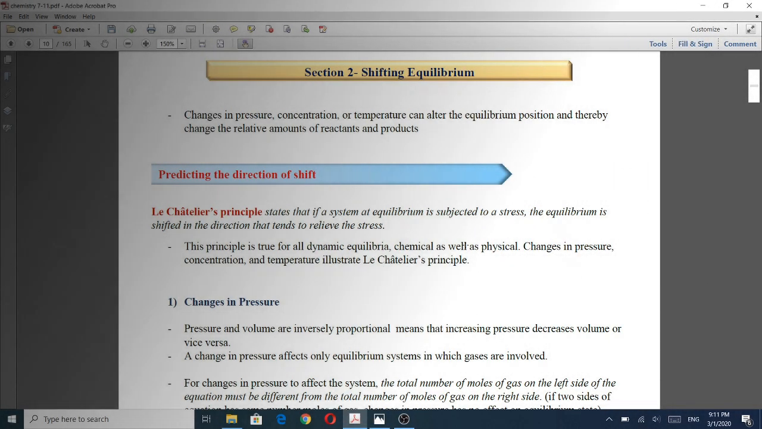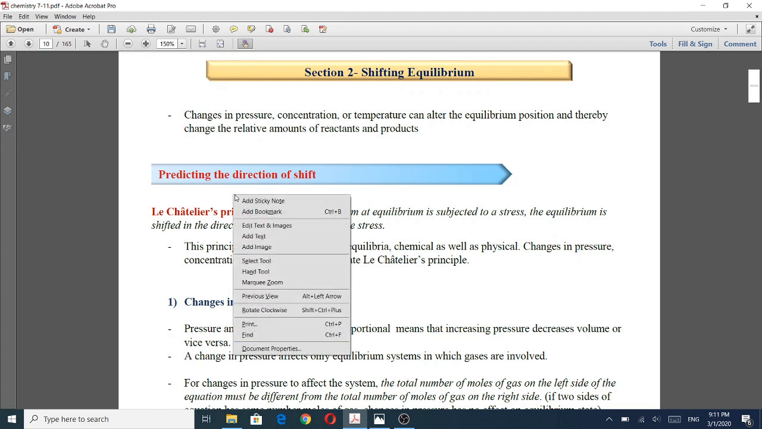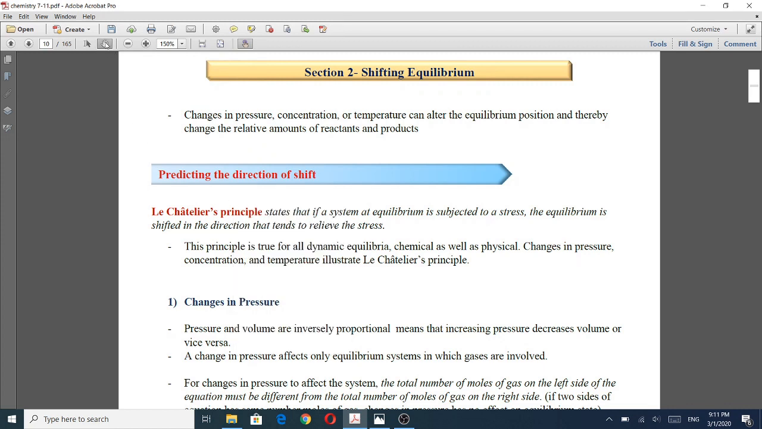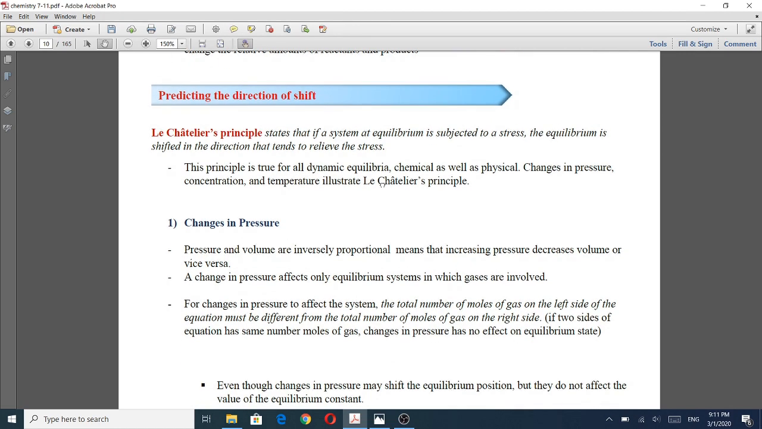All right, in today's lesson, or this video, we are going to talk about shifting equilibrium, which is section 2 in chapter 11. Shifting equilibrium means that changes in pressure, concentration, or temperature can alter the equilibrium position and thereby change the relative amounts of reactants and product. So we have to talk about some points where equilibrium reactions can change.